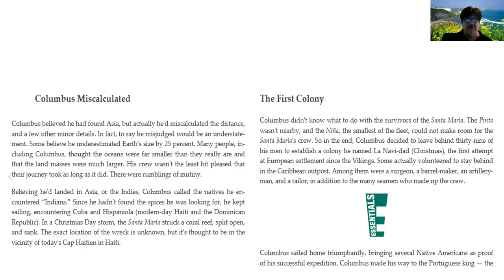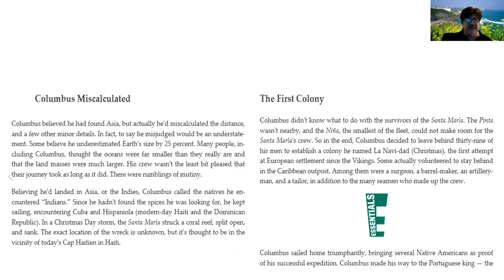So it says here, Columbus miscalculated. Miscalculated means he made a mistake. If you're a mathematician, it's like me saying 1 + 1 = 11. Okay, that's not correct. So he made a mistake here. He miscalculated on his mapping.